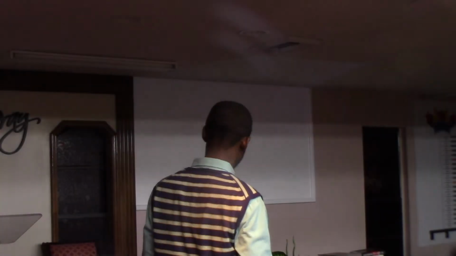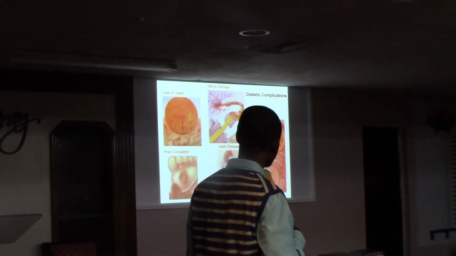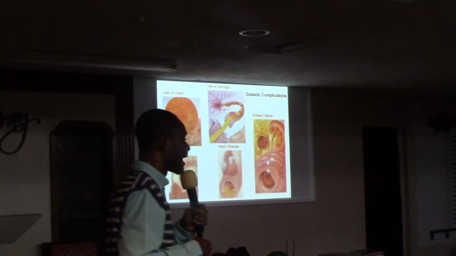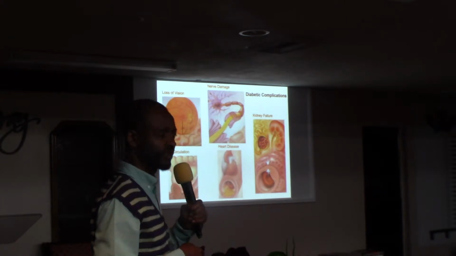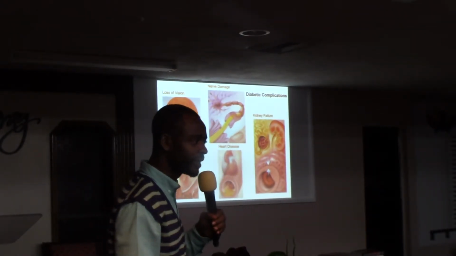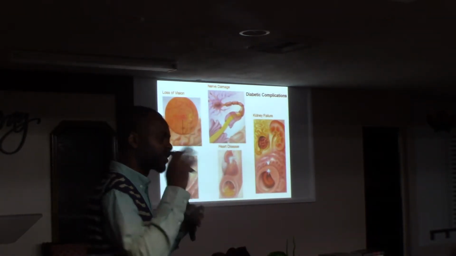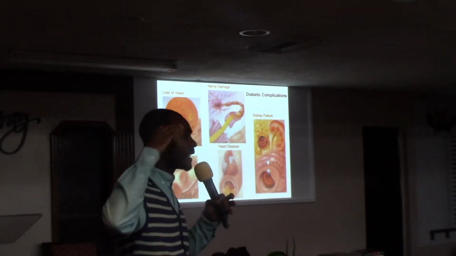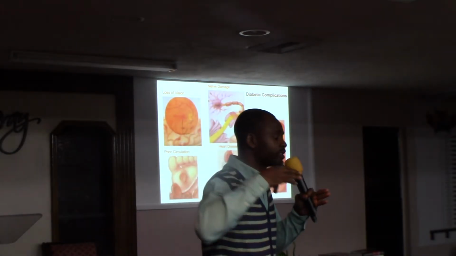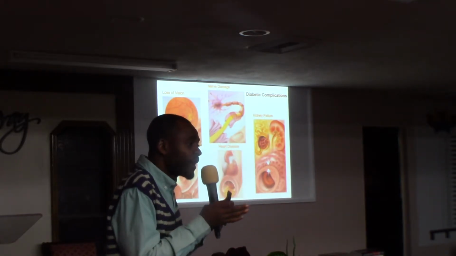Then you have nerve damage. That's why you have what is called diabetic neuropathy. So you get that tingling feeling in the feet, and sometimes you get it in the hand. That's why I wanted you to watch the video. Because what you find is that when there are not enough nutrients going to the nerve, they shrink.